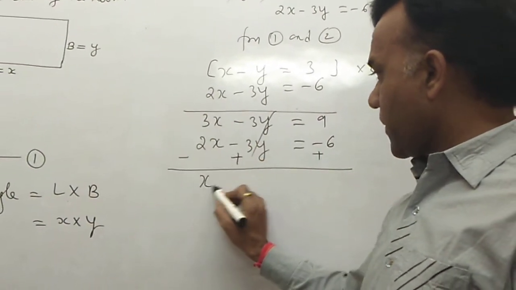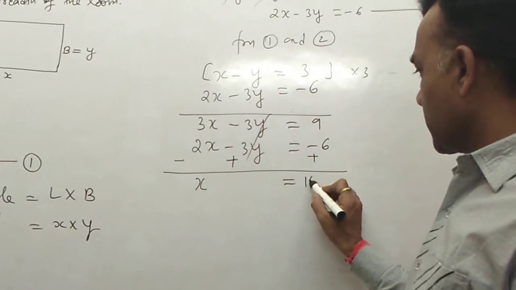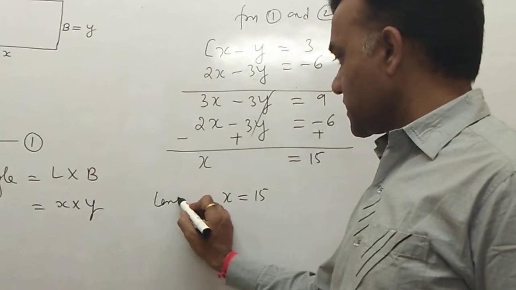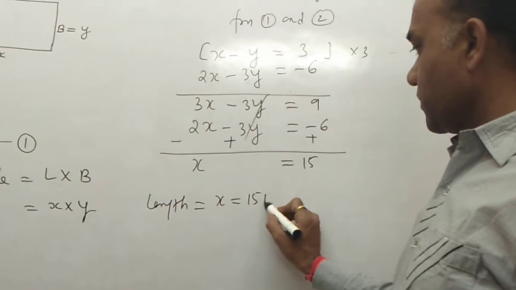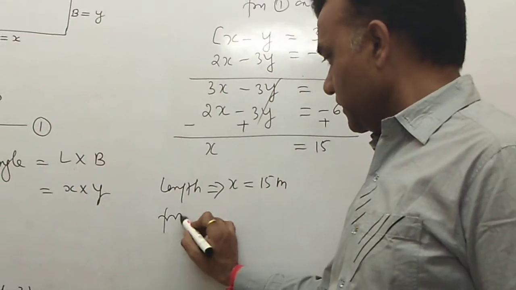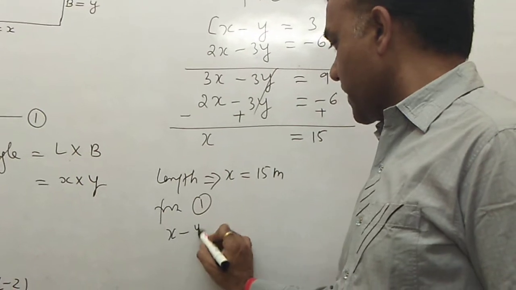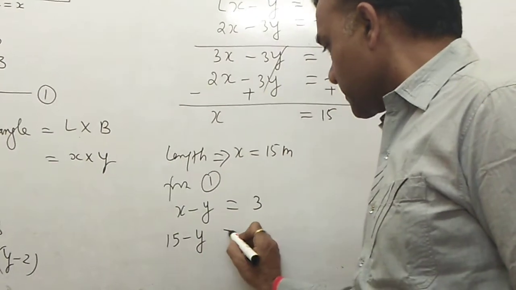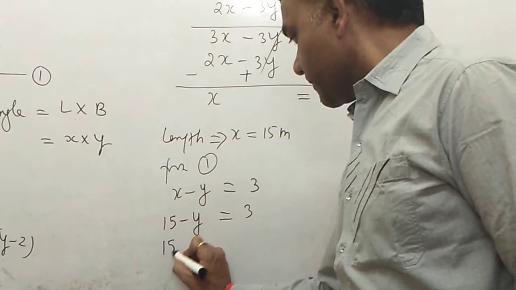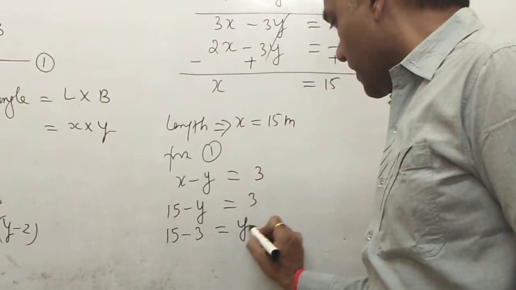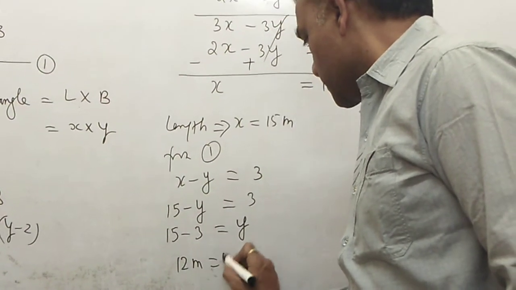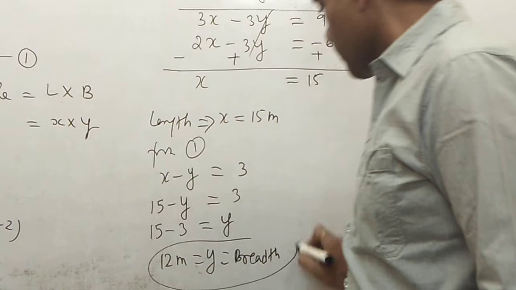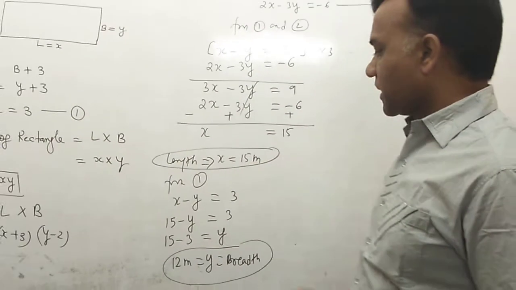3x minus 2x, you have x, and 9 plus 6, 15. Okay, so x equal to 15, and x is the length, so length equal to 15 meter. Okay, so from one equation, you have x minus y equal to 3, and now you have the value of x is 15, and now minus y equal to 3. So 15 minus 3 equal to y, and 12 meter equal to y, and y is breadth. Okay, so you got the value of x and y. X is 15 meter and y is 12 meter.